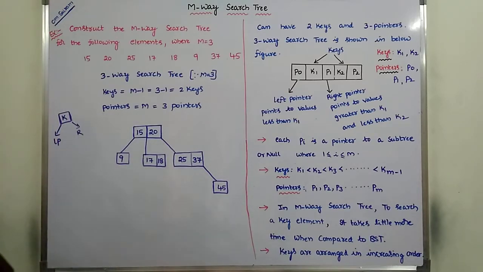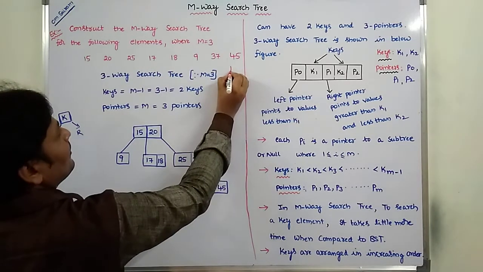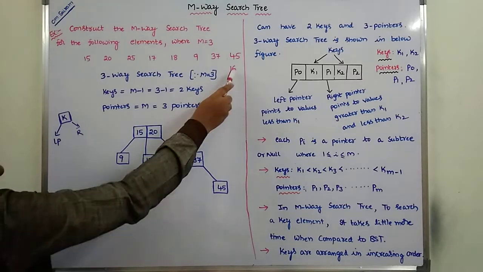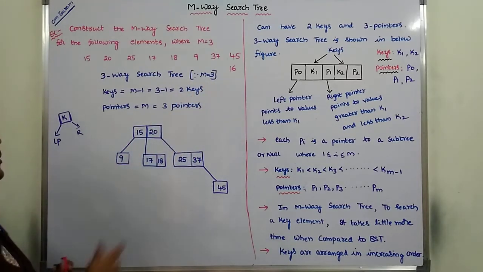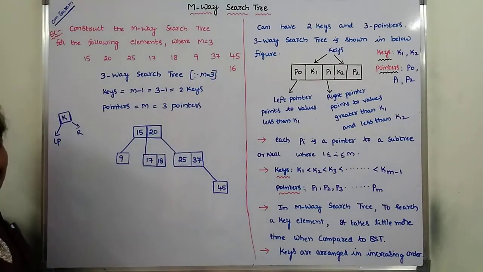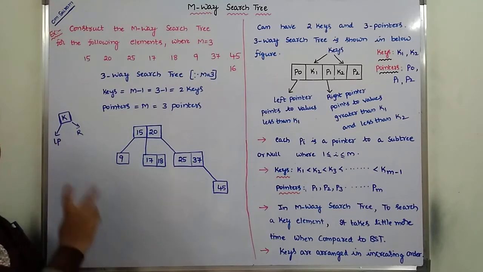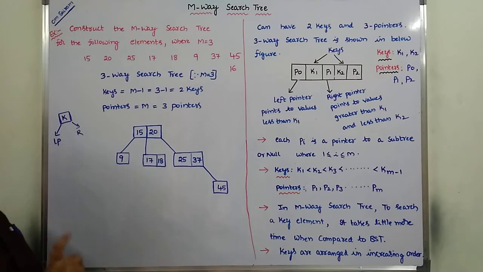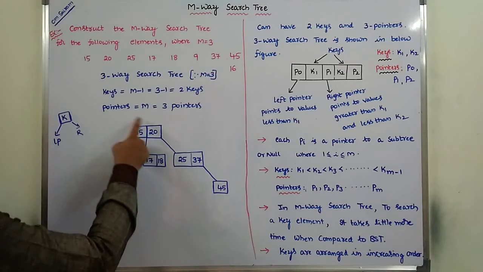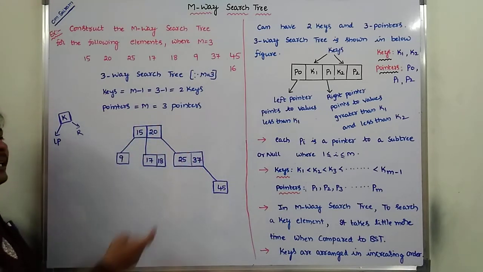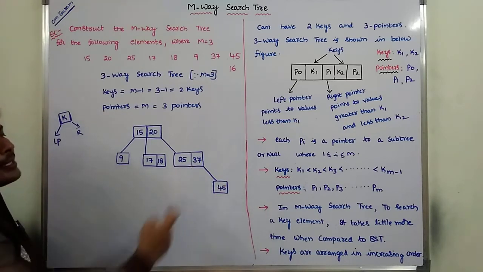Next I have to insert 16. So now where do we have to insert 16? 16 is compared with 15, so it is greater. Next 16 is compared with 20, it is lesser. So 16 is in between 15 and 20. It is not possible to insert at this place because every node in the three-way search tree contains two key elements. Already two key elements are completed for this node. Then go to the right subtree, where 45 is inserted.